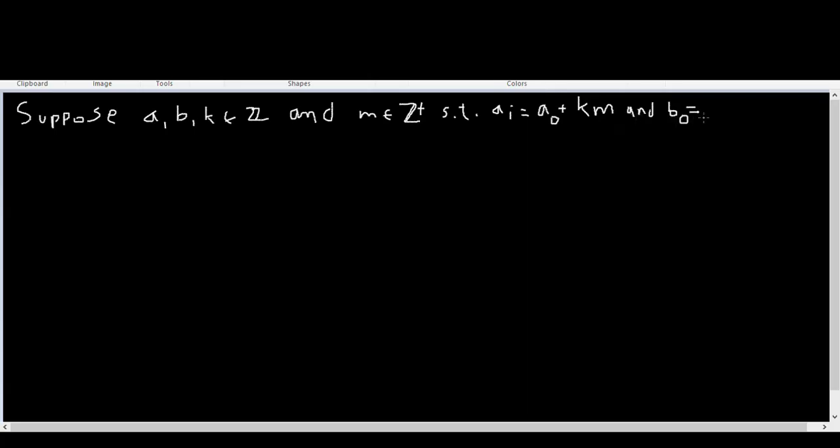And that should give us a better understanding of the composition of sequences and series. So suppose A, B, and K are elements of integers and M is an element of positive integers, such that A sub I equals A sub 0 plus Km and B sub I equals B sub 0 plus Km.